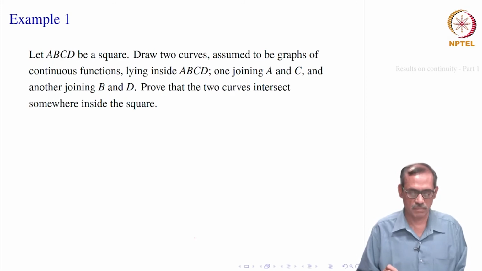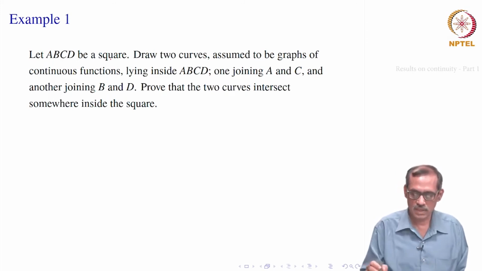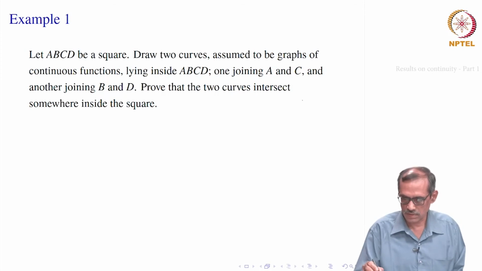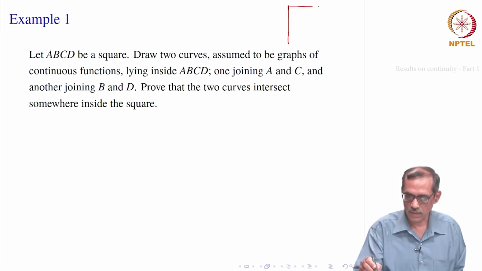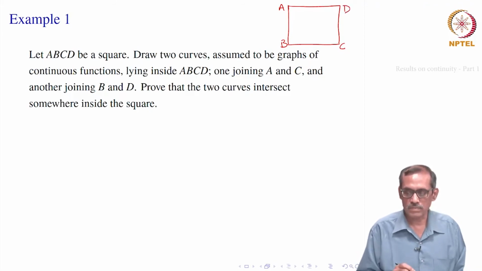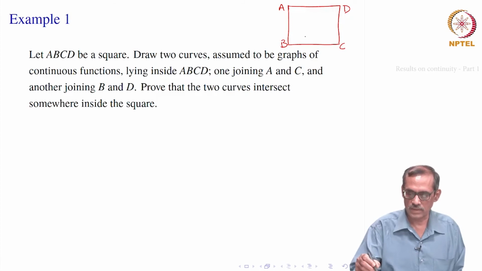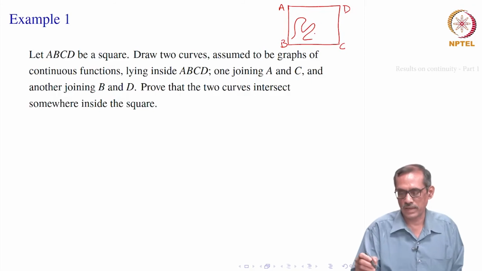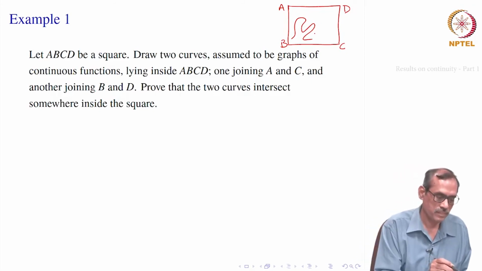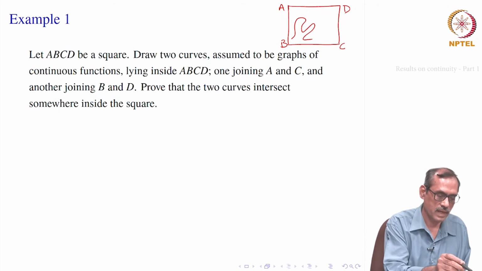So, this is our first example. ABCD is a square. So, that means it is something like this. Let us name them following some order. ABCD is a square. Draw two curves. So, what are the curves? They are assumed to be graphs of continuous functions. That means, you do not do like this. You should not do like this. They cannot come back to this side. Is that okay? That will not be happening there.